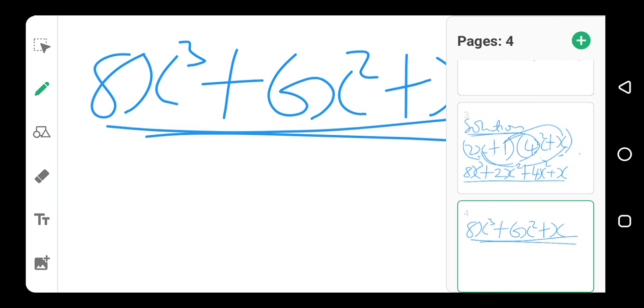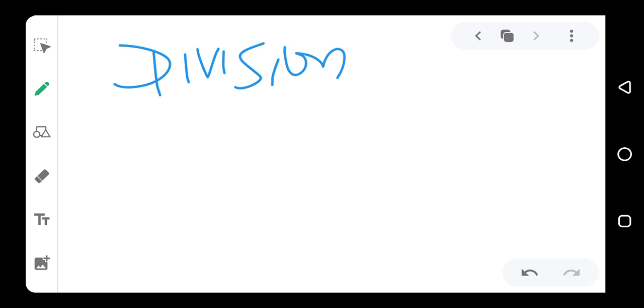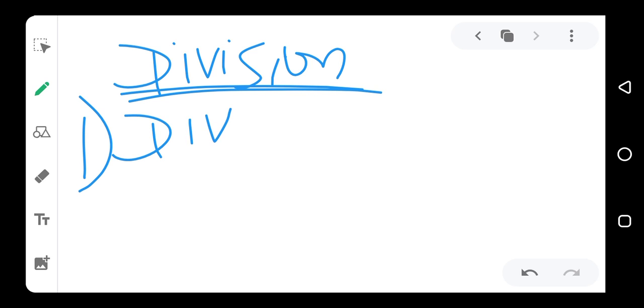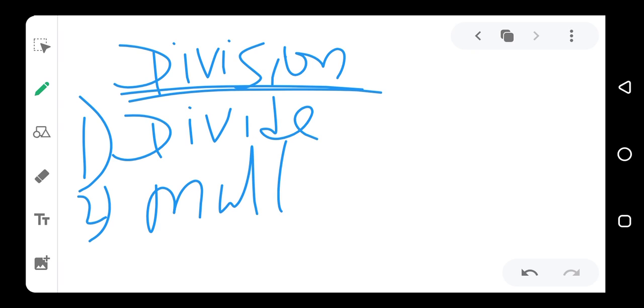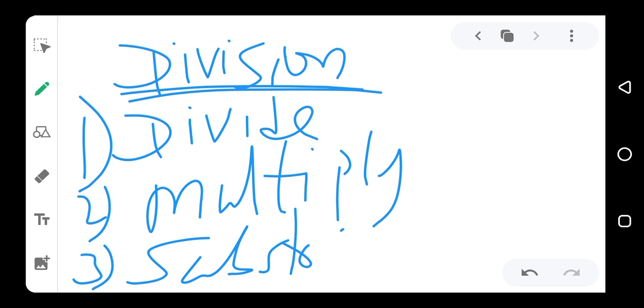Now division. If you want to do division of polynomials, we use the long division method, and in the method we do three things. Number one is that we do division, then two, we do multiplication, and then three, we do subtraction. These three things are involved in the long division of polynomials.